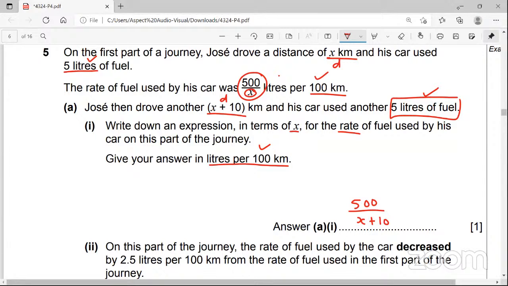This part they are asking you to talk about the second part of the journey. They are telling you to write down an expression in terms of X for the rate used by his car on this part of the journey. So we are only talking about this second part of the journey. Are we together? Okay. Can I go on?